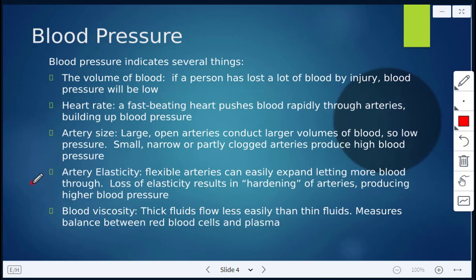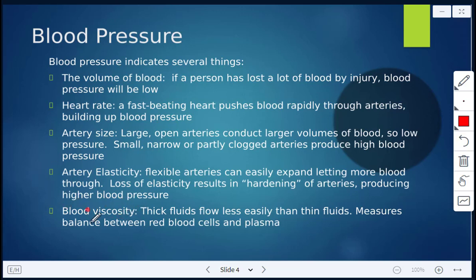Blood pressure can also indicate artery elasticity. So flexible arteries can easily expand, letting more blood through. And a loss of elasticity will result in hardening of arteries. So again, it'll produce higher blood pressure.